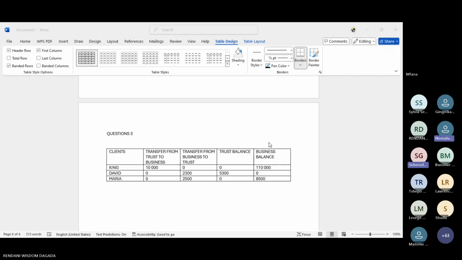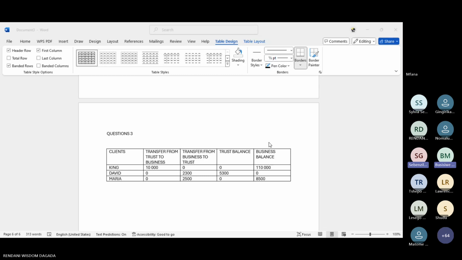Okay, I understand the first part, the transfer from trust to business. Then we move to transfer from business to trust. So are we not transferring the shortfall? The portion which was missing, are we not transferring it back to the trust from the business? We did.